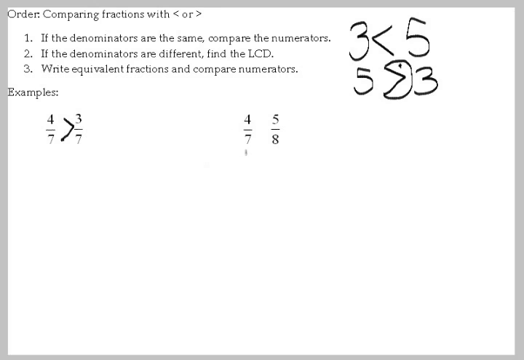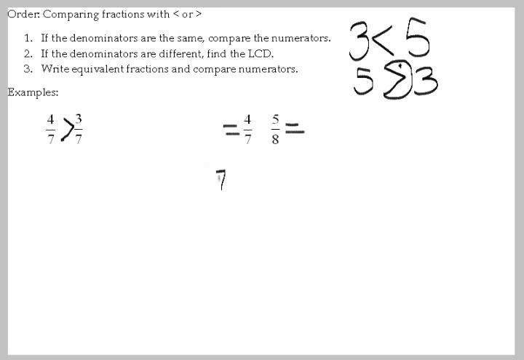Here's another example. In this example we have different denominators. If we have different denominators, then what we must do is find the least common denominator and write equivalent fractions with that new denominator. So here we have 7 and 8. So one way of finding the least common denominator would be to list out the multiples of 7 and 8.